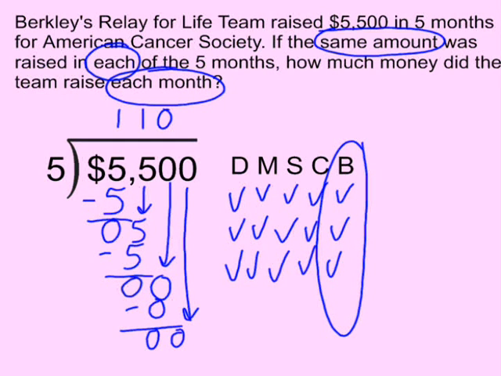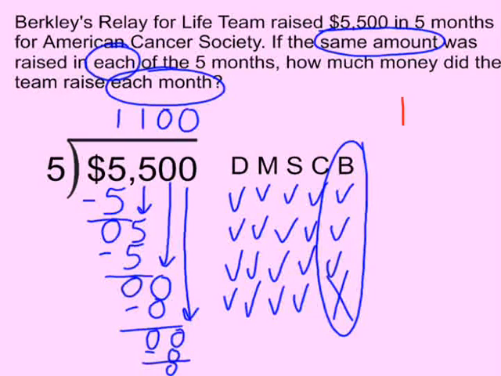So I have to go one more time. Well, it's the same situation. There's a 0 on the bottom, and I have 5 as a divisor. So 5 goes into 0 0 times. 0 times 5 is 0. I have to subtract. Well, 0 minus 0 is 0. And then I have to check. 0 is less than 5, and there's nothing left to bring down. So my answer should be $1,100.